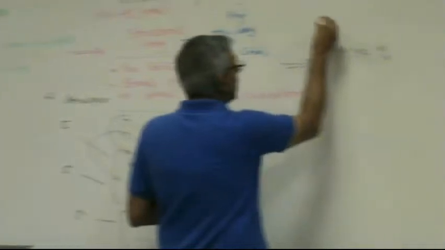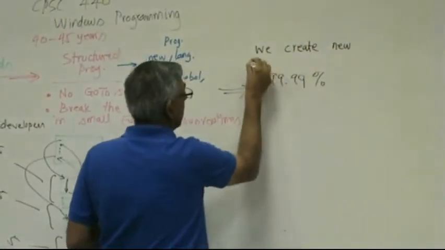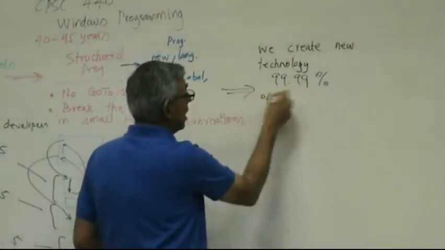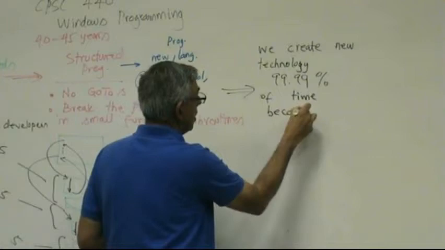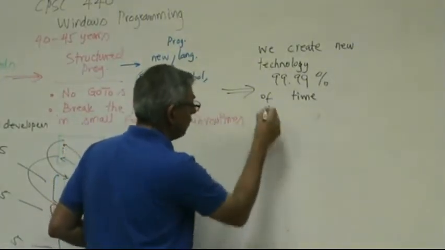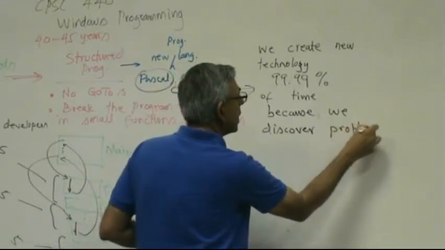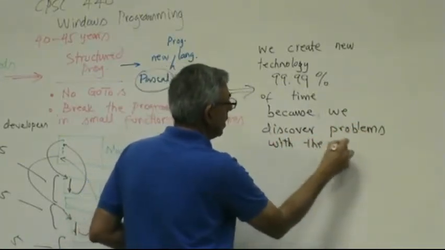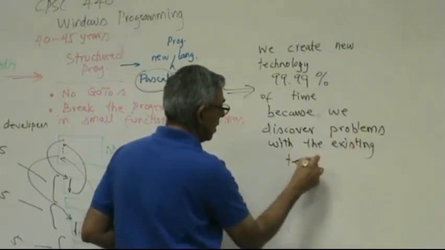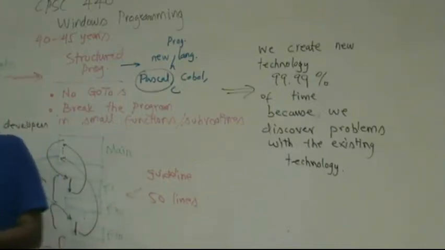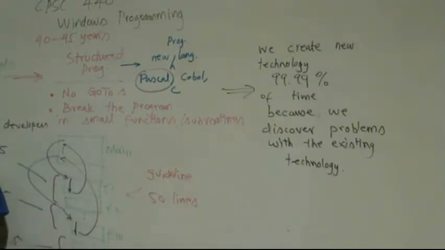So we create new technology, regardless if it's programming or hardware or whatever, 99% of the time because we discover problems with the existing technology, okay? And to fix those problems, we create something new. And then we get all excited about it. It takes us 5-10 years to realize, oh, whatever we created new has newer problems. And then to fix those newer problems, we create another technology, right?